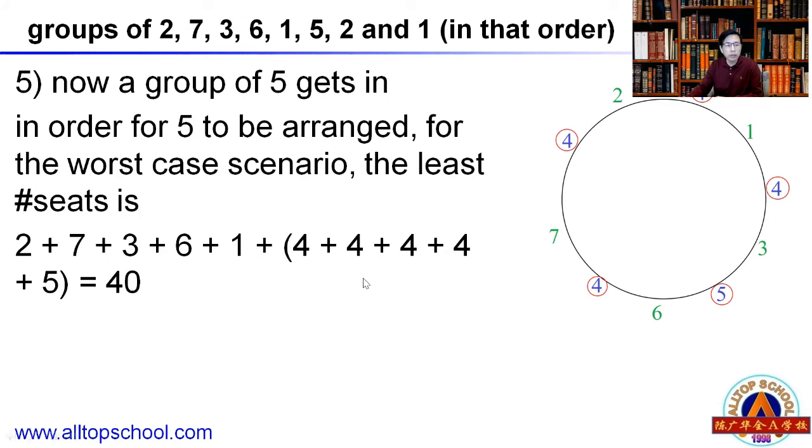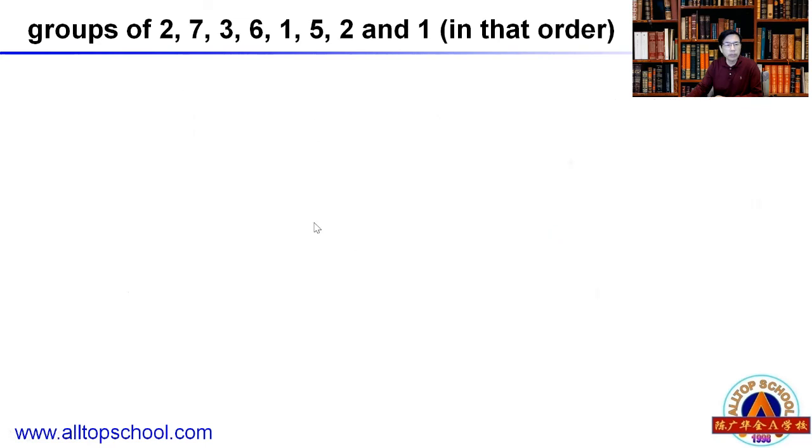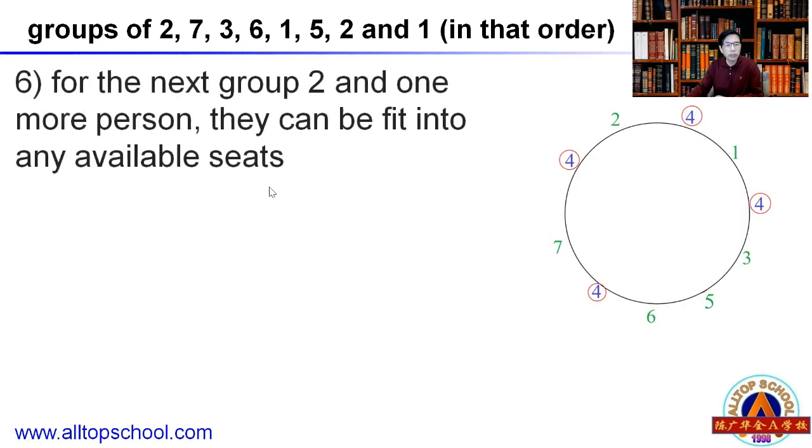But after this, everything should be okay, because after this there will be 2 more people, a group of 2, and also only 1 person will get in. So we have sufficient seats available for them. The next group of 2 and 1 more person can fit into any available empty seats.